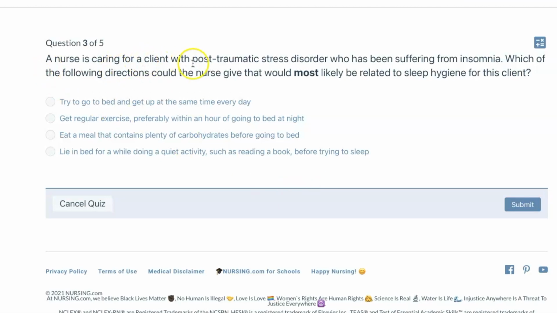A nurse is caring for a client with post-traumatic stress disorder who has been suffering from insomnia. Which of the following directions could the nurse give that would most likely be related to sleep hygiene for this client?